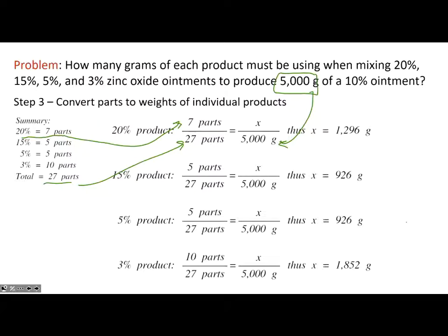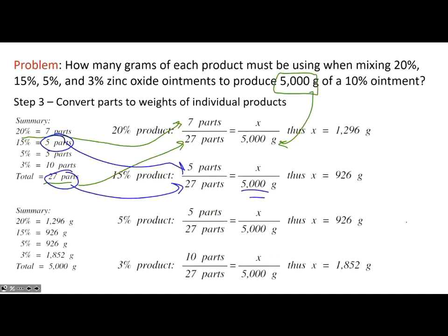The 15%, you look over here on the recipe, it said we wanted 5 parts for the 15%. So I take my 5 parts, and again, my total is still the same. And my total weight is still going to always be the same. So I just set up that same proportion, solve it. That value is 926. Same thing for the 5%, because it was also 5 parts, so I have the same weight. And lastly, for the 3%. So you can see how I set all those up and came up with each of those individual weights.